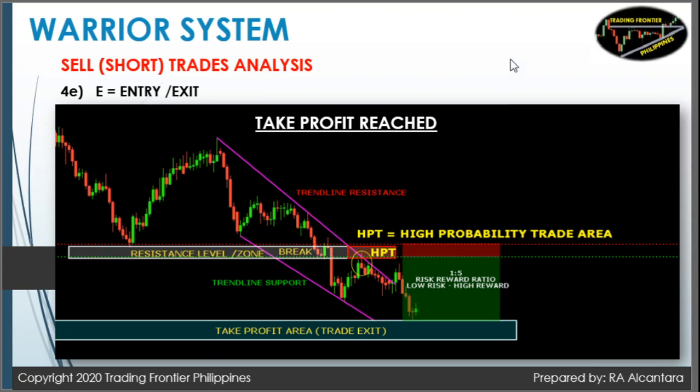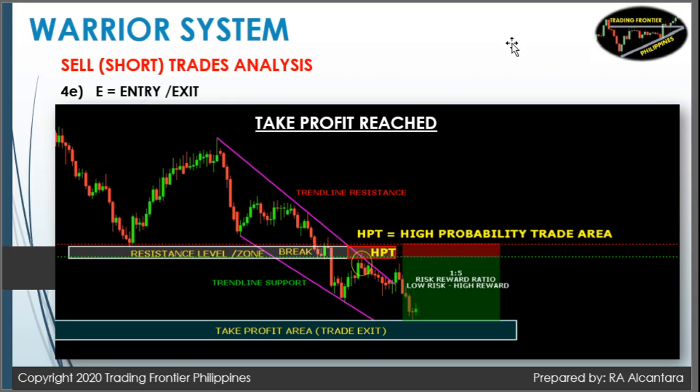So, for newbies, hindi normally ito tinuturo actually sa mga free seminars. Ang tinuturo normally ay yung mag-depend ka sa indicators. So, napakaliit ng chance na ituro sa'yo yung step by step or yung price action or naked trading sa free seminar na hinaheld normally ng ibang institution.